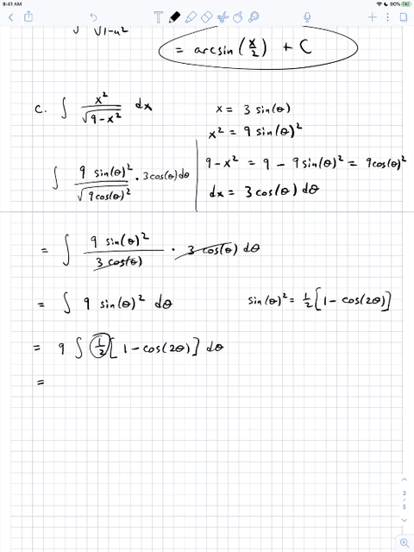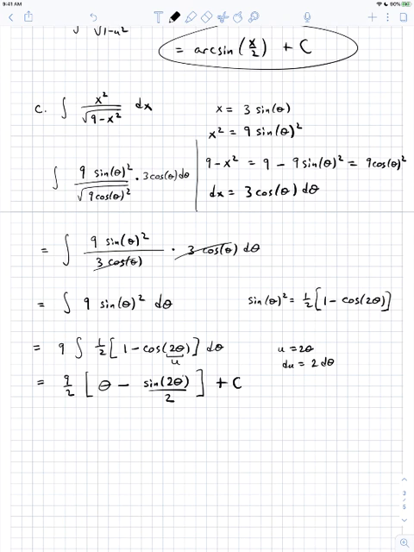So let's take the 1/2 out, and we have 9/2. The antiderivative of 1 with respect to theta is going to be theta, and then we're going to have minus sine of 2 theta over 2, plus a constant. Now, if you're not really comfortable with that, you can do a little substitution there where u is equal to 2 theta, and then du is equal to 2 d theta. So there's your d theta. You have to multiply and divide by 2, and that's why you have that 2 there.